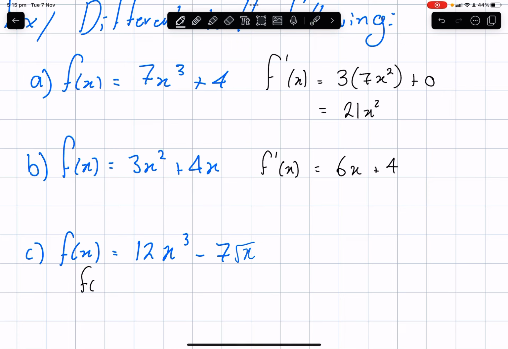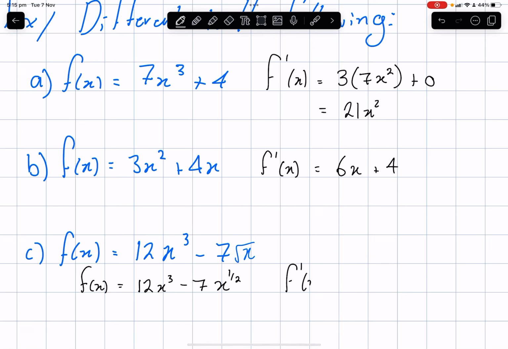let's just rewrite my function here. So f of x, not f dash of x, f of x, so 12x cubed minus 7. Hopefully you remember that square root of x is x to the power of 1/2. Now that we've got it in index form, we can apply the power rule.